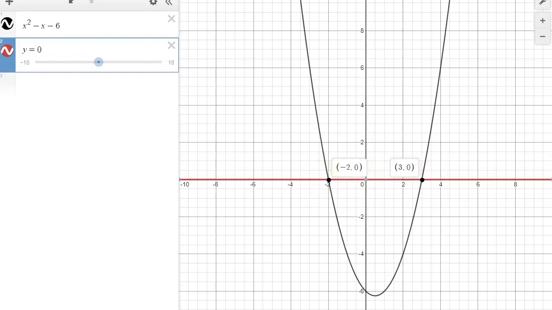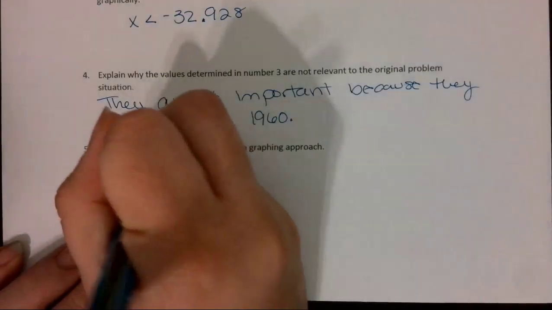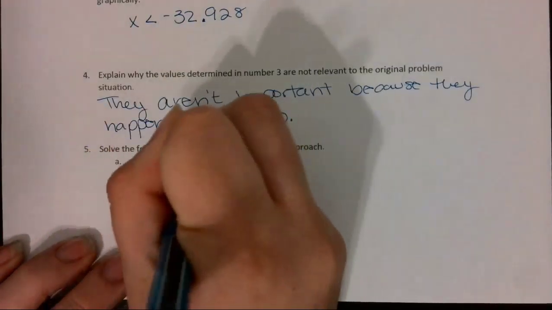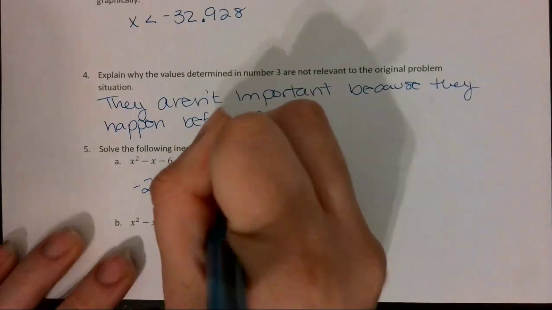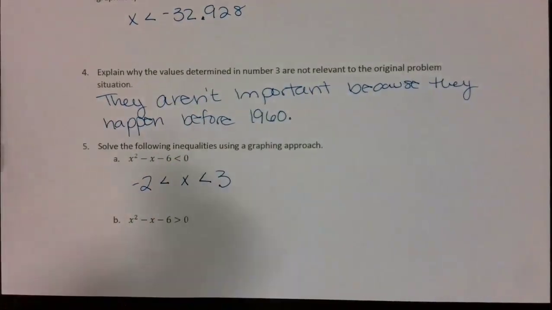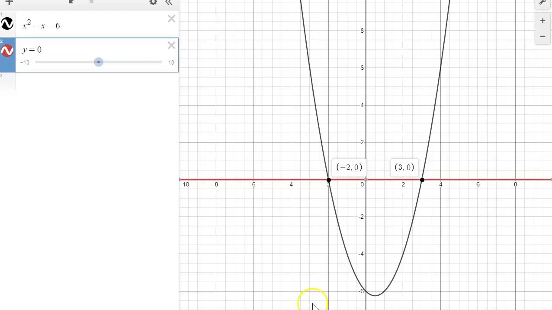The way I write this on my paper is I'm going to write -2 is less than x, which is less than 3. Because the x is in between the two numbers, just like on the graph, this piece is in between those two numbers.